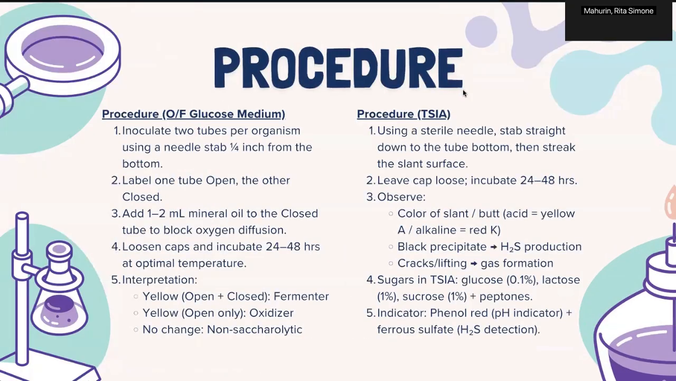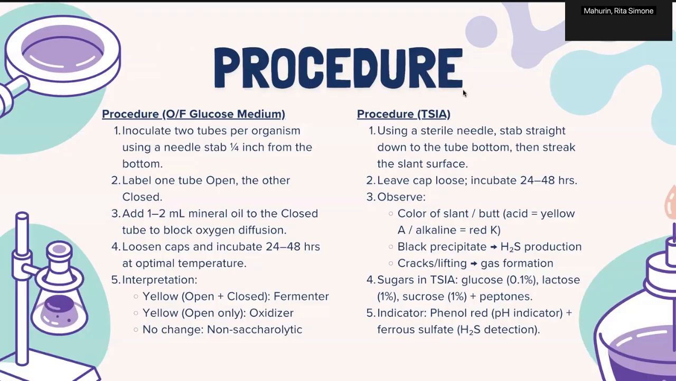For the procedure in the OF glucose medium, we inoculated 2 tubes per organism using the needle stab, which was a 1/4 inch from the bottom, and we labeled one tube open and the other closed. We added the mineral oil to the closed tube to block oxygen diffusion. We loosened the caps and incubated.